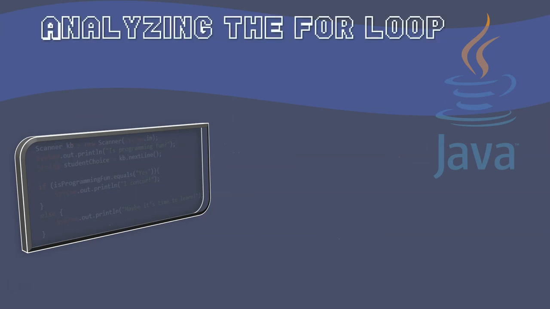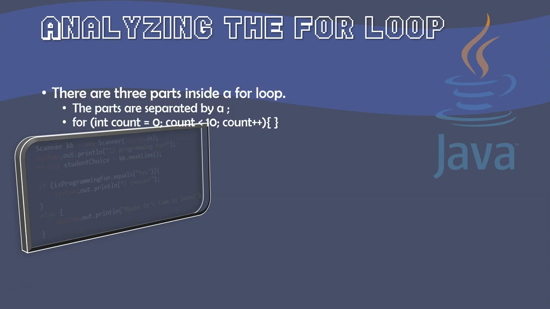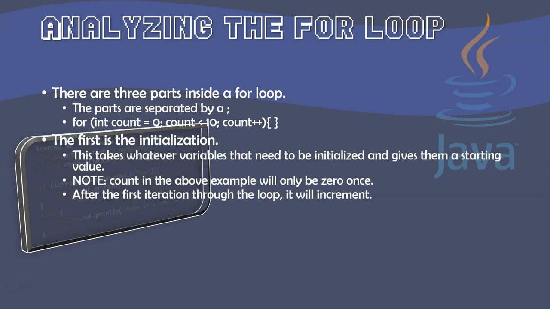So we actually want to look at how that for loop is working. What are the pieces we need to make that happen? Well, there are three parts inside of a for loop, and those parts are separated by semicolons. For int count equals 0, count is less than 10, count plus plus, and then we have curly brackets. The first chunk of that, int count equals 0, is what is known as the initialization. This takes whatever variables that we need to initialize and gives them a starting value.